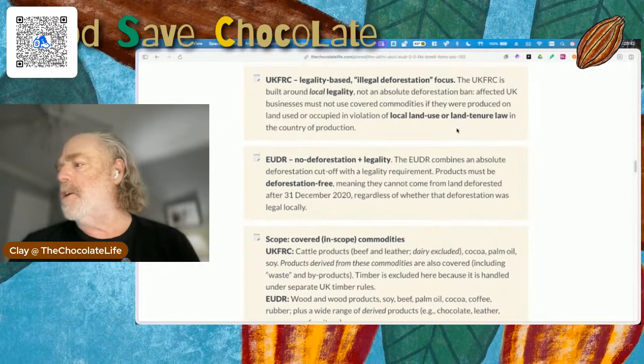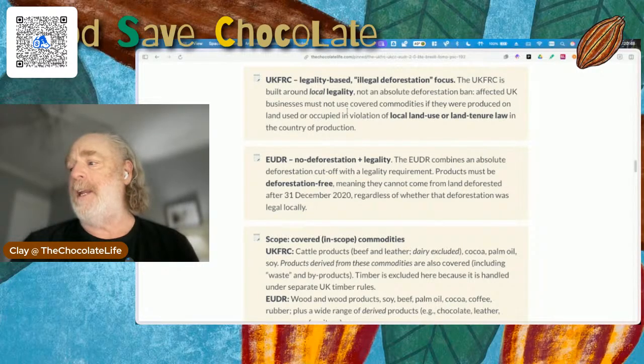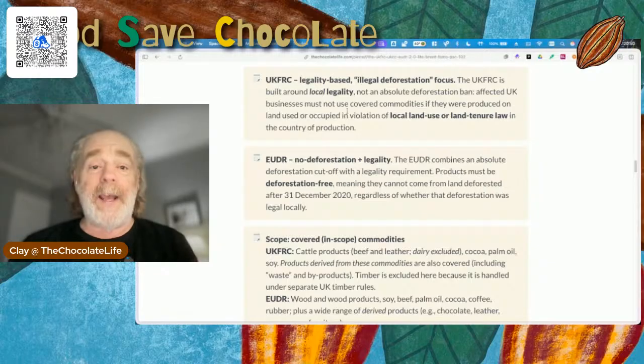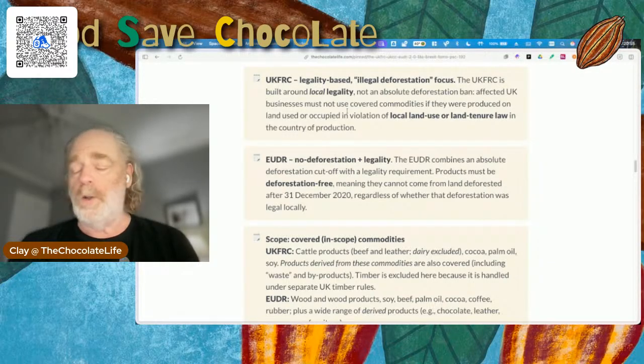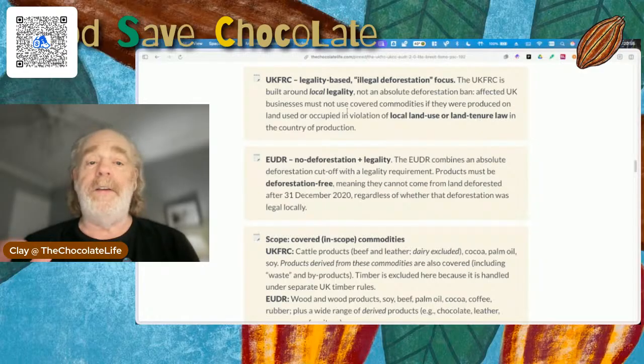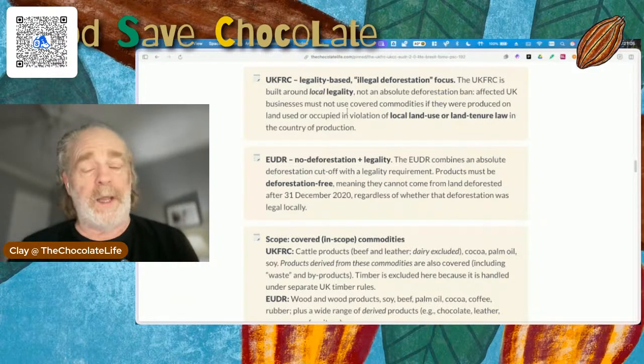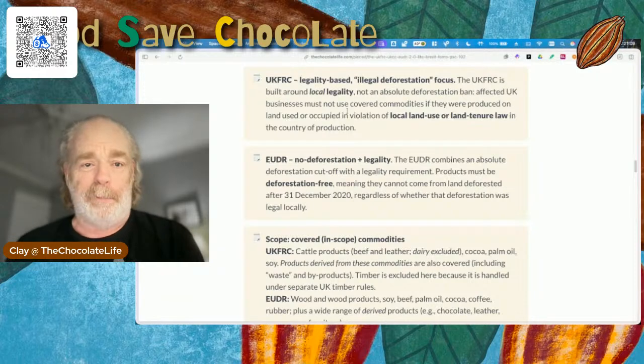Whereas the UKFRC says that UK businesses must not use commodities if they are produced on land used or occupied in violation of local land use or land tenure laws. So these are two very, very, very different things. And so it could be that technically something that is EUDR compliant could be UKFRC compliant, but something that is UKFRC compliant may not be EUDR compliant.